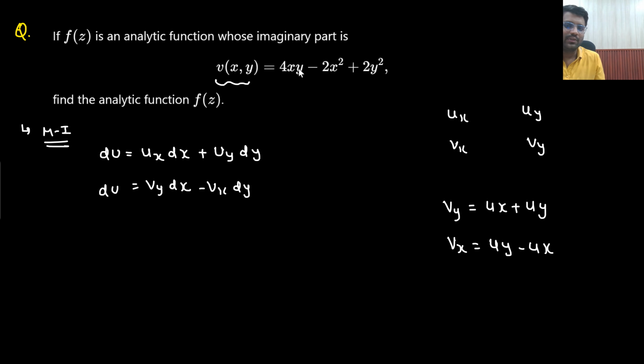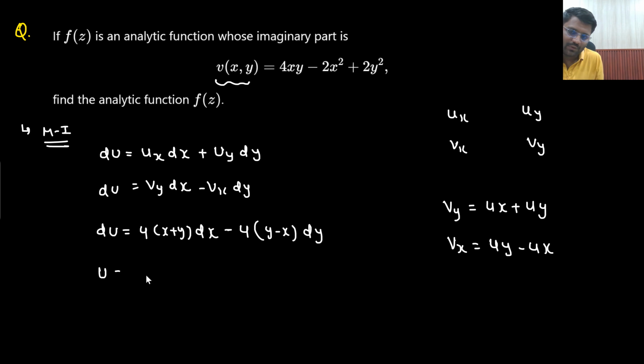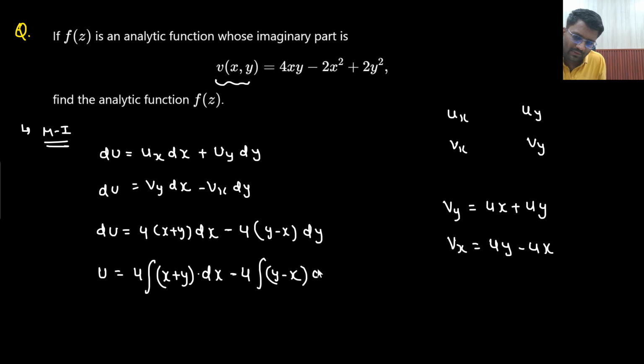With respect to x you are doing, no? So y will be taken as a constant, partial differentiation of x will be 1, and this will give you 4x, this will give you 0. Understandable? So du would come out to be 4 times x plus y dot dx minus 4 times y minus x dot dy. Right? Now what will be your u? U will be the integral of 4 times x plus y dot dx minus 4 times y minus x dot dy.